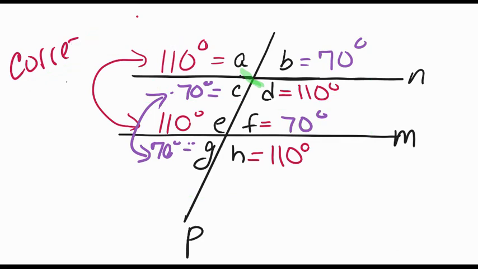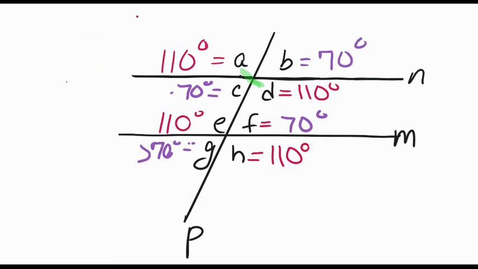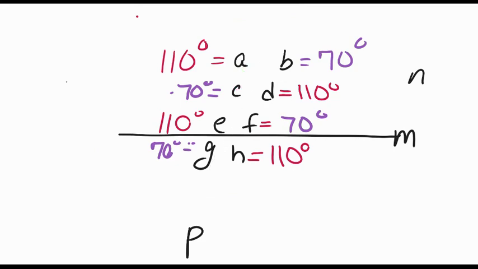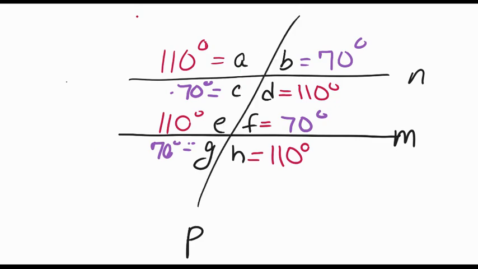Vertical angles, remember, are across from each other, like A and D and C and B. Supplementary angles, sorry about that, that was a bad line. Let me fix that. Supplementary angles make a straight line like A and B, or B and D, or F and H, or E and F, or E and G. Those all add up to 180 degrees.